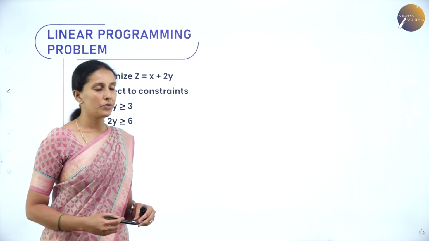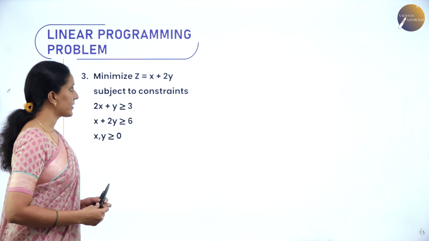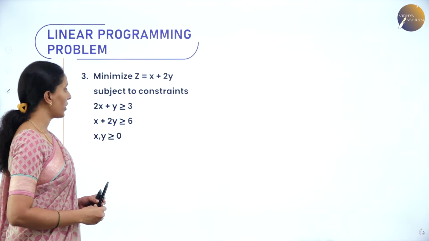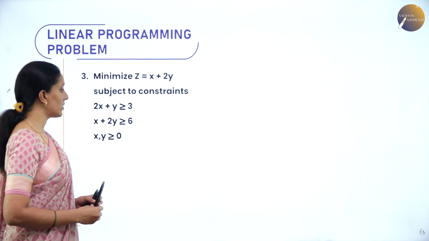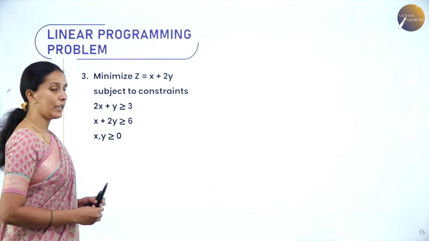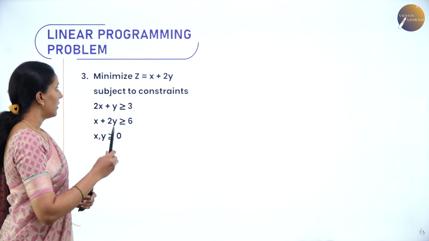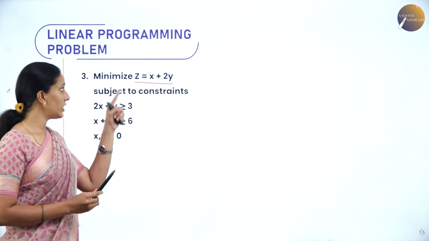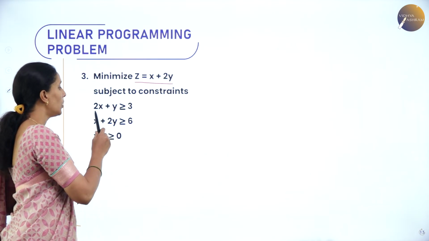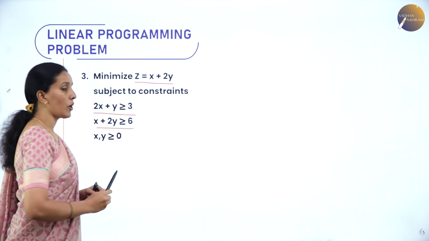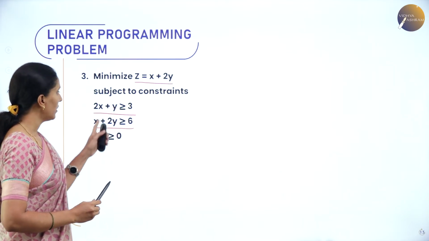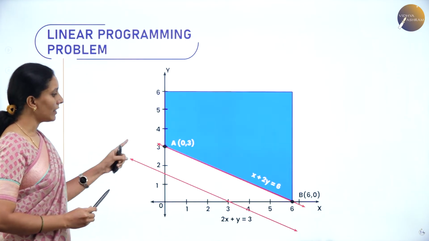Next one: minimize z is equal to x plus 2y subject to the constraints 2x plus y less than or equal to 3, x plus 2y greater than or equal to 6, x, y greater than 0. So we have a linear function z is equal to x plus 2y for which we need to find the minimum value. 2x plus y and x plus 2y are the linear equations we have. We will see the graph of this function. On solving this, we will get the graph.